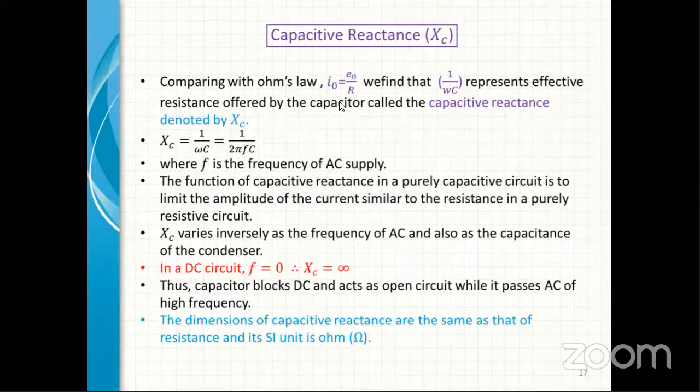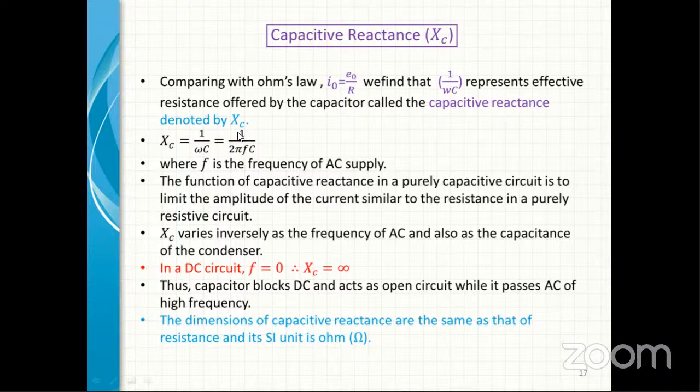Therefore comparing with Ohm's law, I naught is equal to E naught divided by R. We define that this 1 upon omega C represents the effective resistance offered by the capacitor, called the capacitive reactance, and that is denoted by XC. Therefore this XC is equal to what? 1 upon omega C.